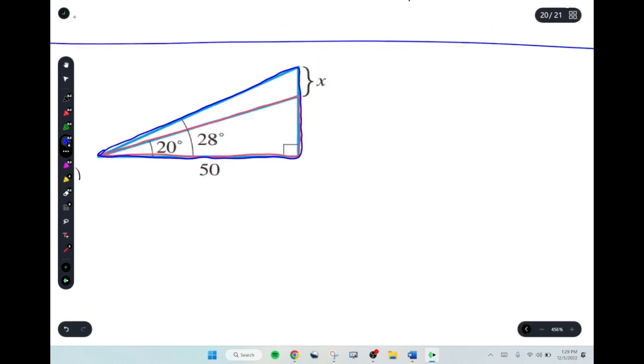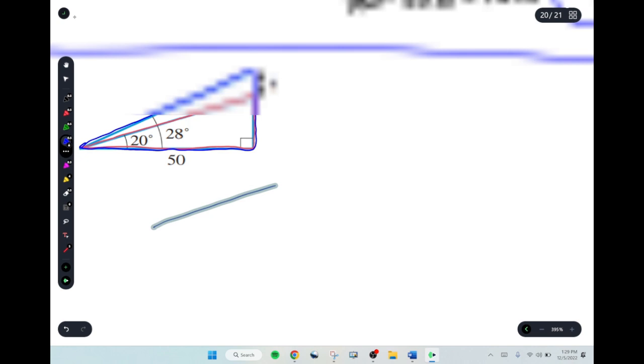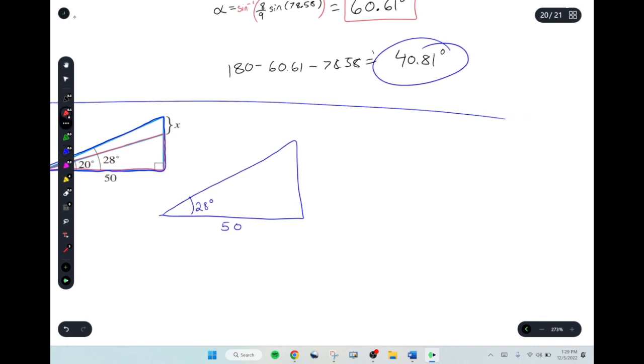Two completely different triangles. I'm going to hop over here and draw them. All right, blue triangle. We've got 50, we've got 28 degrees, and I think that's it. Red triangle. We've got 50, 20 degrees, and I think that's it.